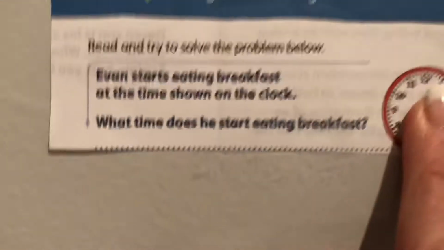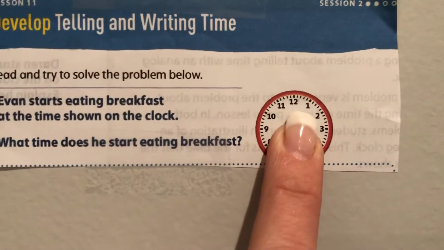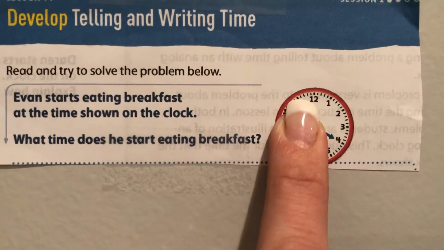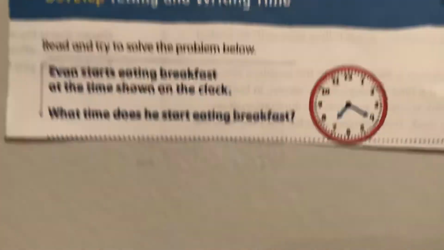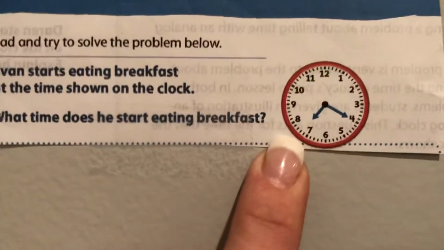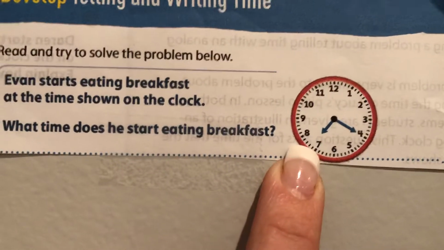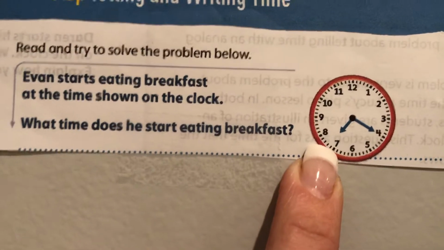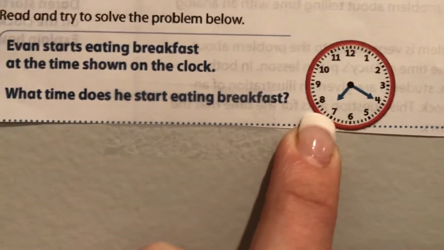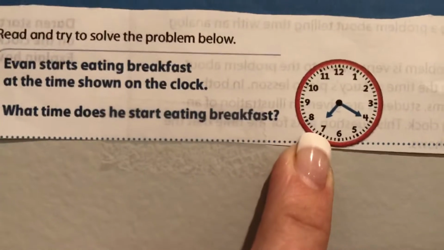Except, there's always exceptions to rules, and this is one of them. When it's between the 12 and the 1, you go to the 12. But all the way around the clock, whenever it's in between two numbers, like you see on this clock, between the 7 and the 8, you go to the smaller number. So the hour is what, boys and girls? If you said 7, you are correct.